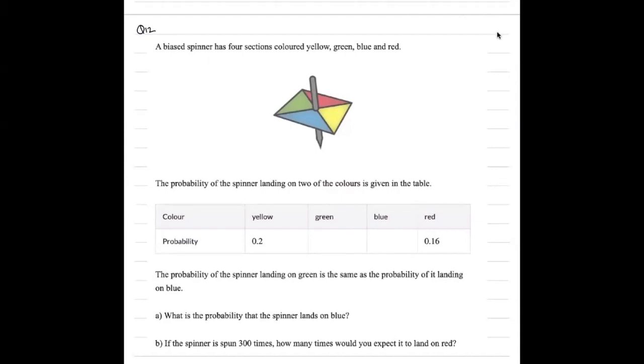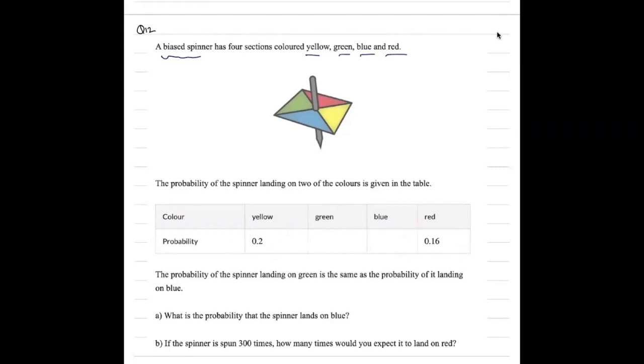So there's a biased spinner. We have discussed the idea of bias and fair. The biased spinner has 4 sections colored yellow, green, blue, and red. We say that the spinner is biased when the outcomes don't have equal probabilities. As you can see over here, the probability of yellow is different from the red, so obviously there is some bias involved in the spinner.